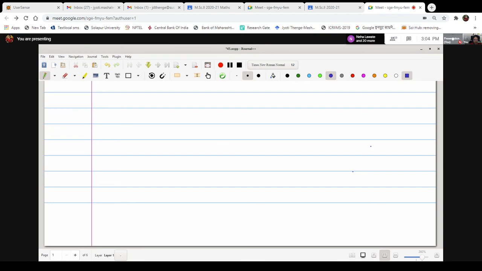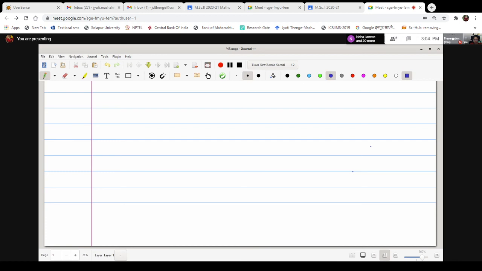Therefore I will assume, let z naught be another vector with the same property, such that norm of x minus z naught is equal to d. Then what we should show? We shall prove that y naught is equal to z naught.